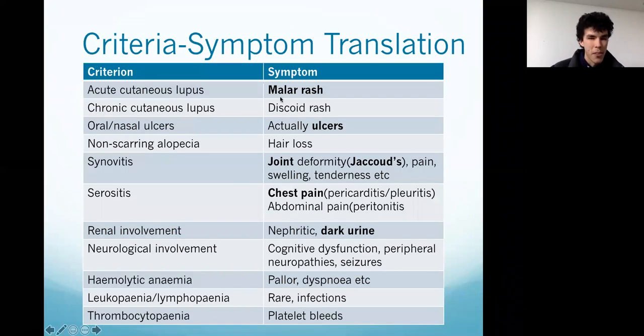Just quickly on those criteria, so they all actually translate into real symptoms. So things like acute cutaneous malar rash. I'll just go through the ones that kind of matter here. Synovitis is that joint deformity. We've talked about Charcot's already. Serositis gives you the chest pain or abdo pain we've talked about already. They can get nephritic syndrome from it. So it is a cause of nephritic syndrome. Otherwise, these are all pretty non-specific problems. So those are probably the ones I'd take away out of that.